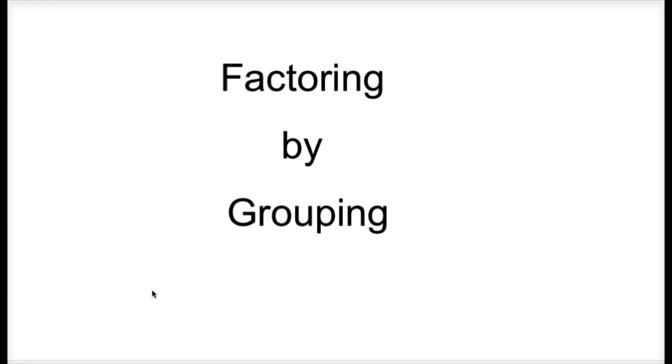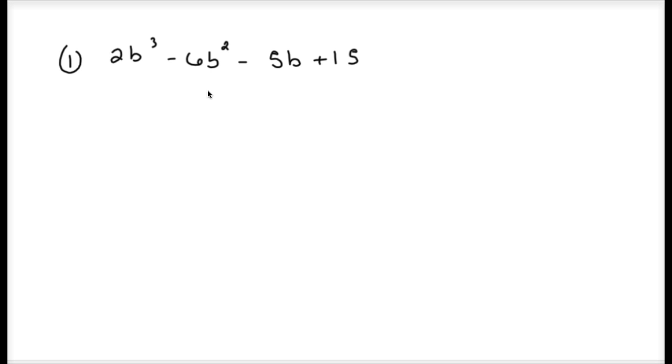All right, factoring by grouping. Here we go. Number 1. 2b cubed minus 6b squared minus 5b plus 15. So in this problem, the difference is you have 4 terms here. All right, and we're going to factor this by grouping.